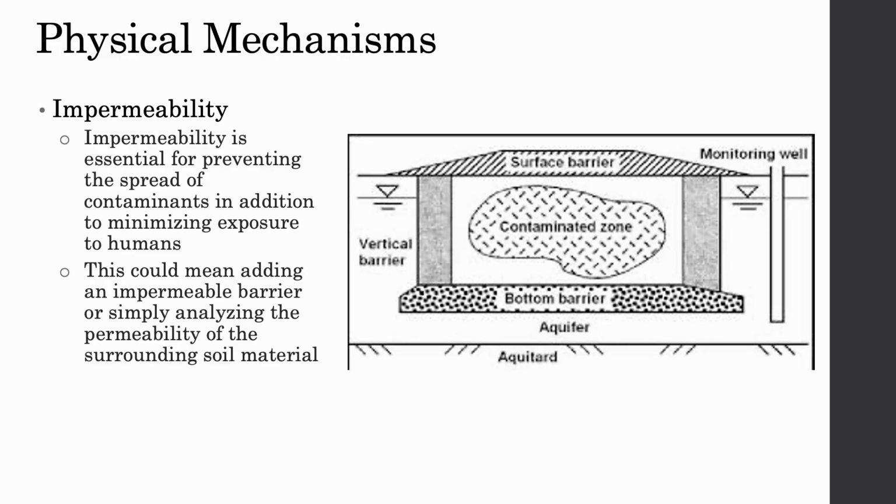Those barriers obviously have to be impermeable to keep those contaminants in there, but in different circumstances, it could also mean just analyzing the surrounding soil material and seeing whether that is permeable or impermeable and whether or not a barrier is necessary, or if the soil itself can contain it already and you'll just need a cap or something like that on top of it, which we'll talk about later. But in a lot of circumstances, these barriers are going to need to be impermeable in order to keep those contaminants out of the aquifer that you can see on the bottom here, or different groundwater or soil, things like that.